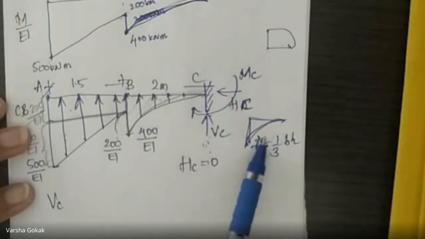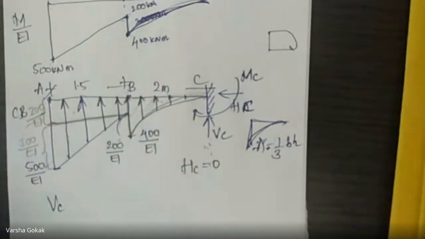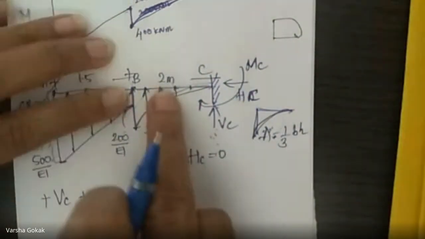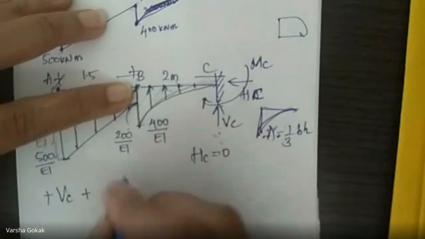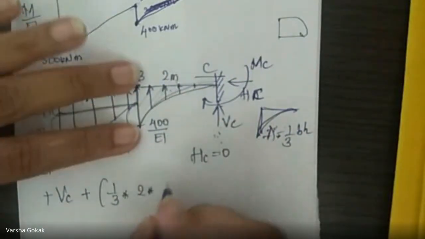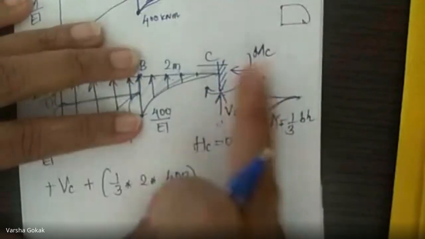So now I have to take the area of this. Area of this, area of this, and area of this, right? So VC is going upward, plus, then plus. Let us take this area. Area of this would be 1/3, base is 2. Height is how much? Total height is 400 by EI. Okay, that is the area of this.